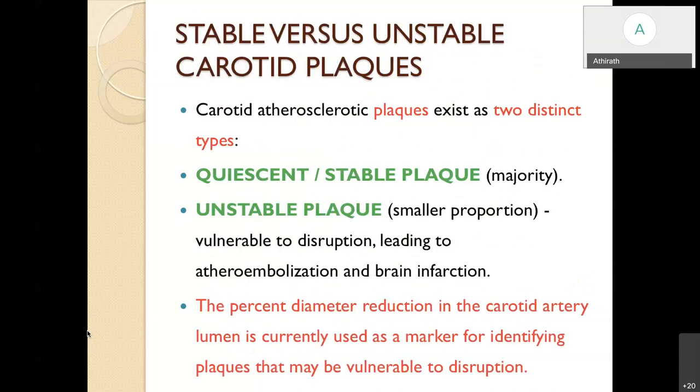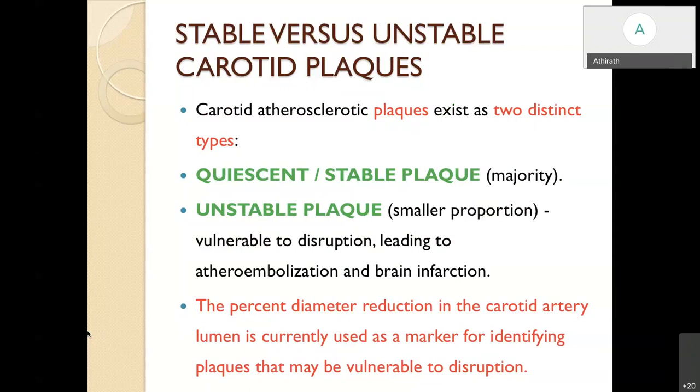Coming to the different types of plaques, broadly they are classified into a stable or an unstable plaque. Stable plaque is something which is quiescent and which contributes to the majority of the plaques. Unstable plaque contributes to a minor proportion, which is vulnerable to disruption leading to atheroembolization and brain infarction.